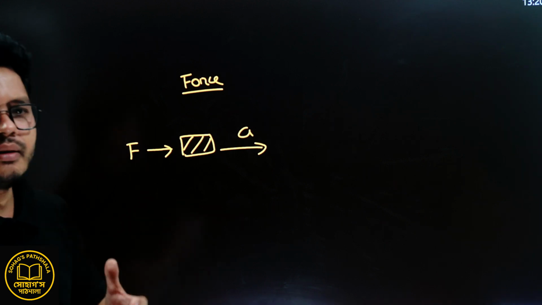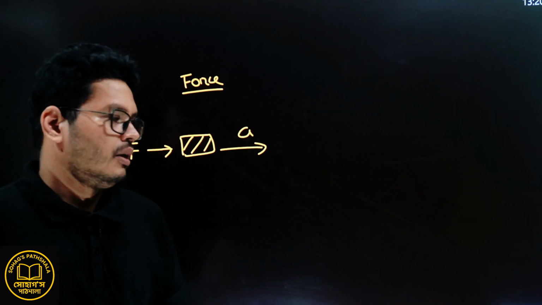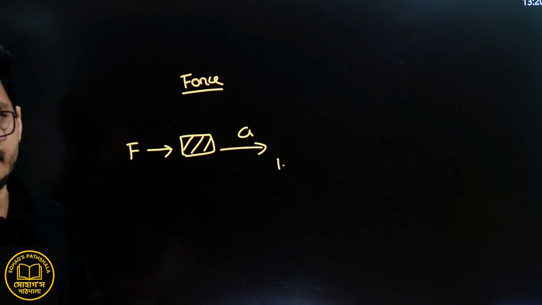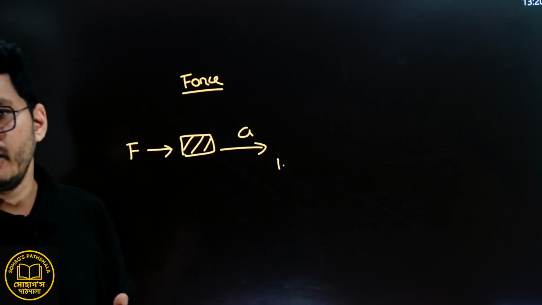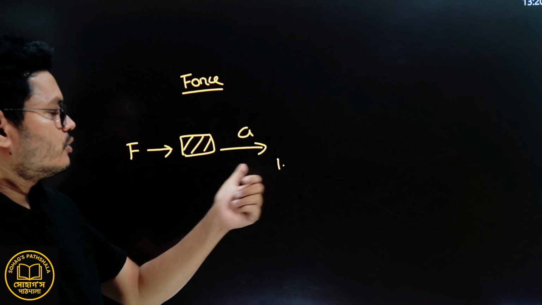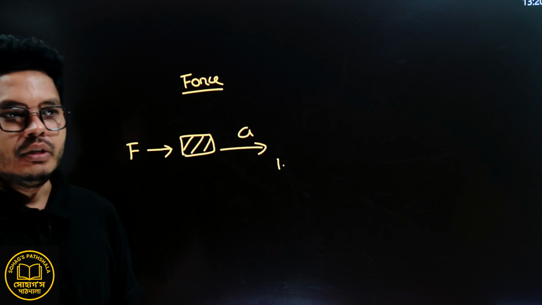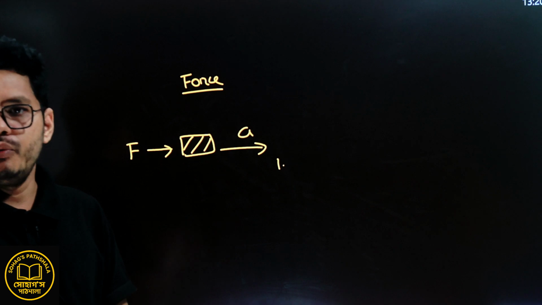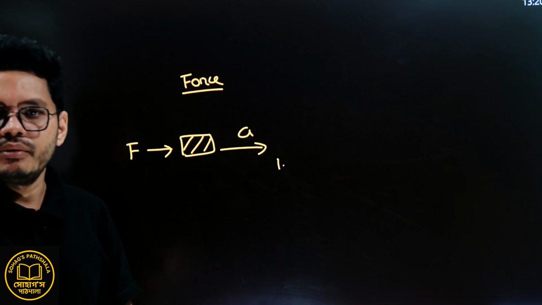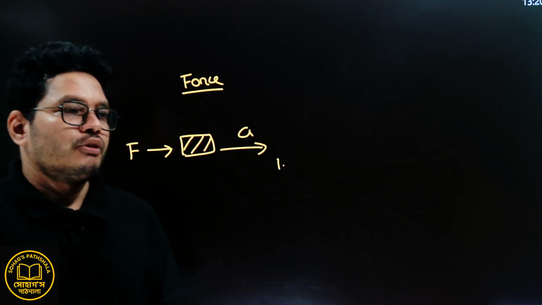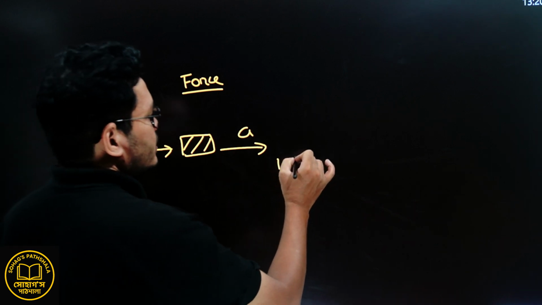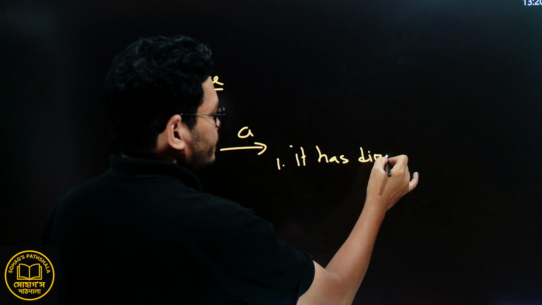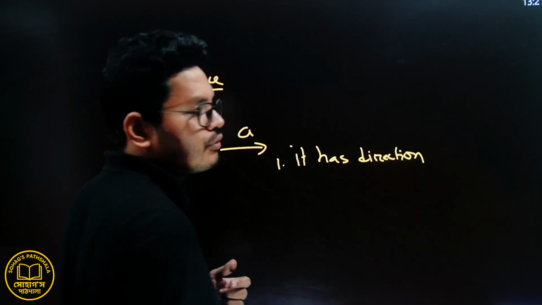There are some other characteristics of force that we can add. First, force has a direction because it's a vector quantity, so obviously it will have direction. Force always works in a certain direction. For example, our weight always works downward, right? So you can write it has direction. That is a property of force.